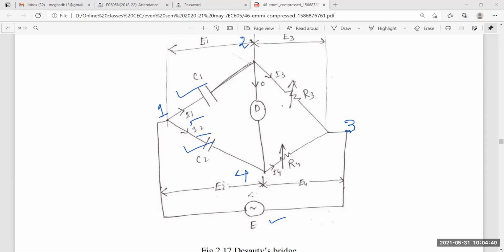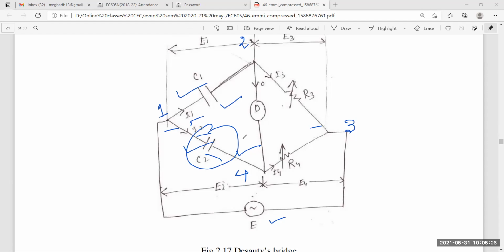Now see here, the battery is applied between the terminals marked 1 and 4. So here one battery will be connected. And arm 1-2 consists of capacitor C1, whose value is unknown, and it carries current I1. In arm 2-4, a detector is connected. The purely non-inductive resistors are connected on arm 2-3 and arm 3-4. You can see here. And on arm 4-1, another capacitance C2 is connected, which is a standard capacitor whose value is already known to us.